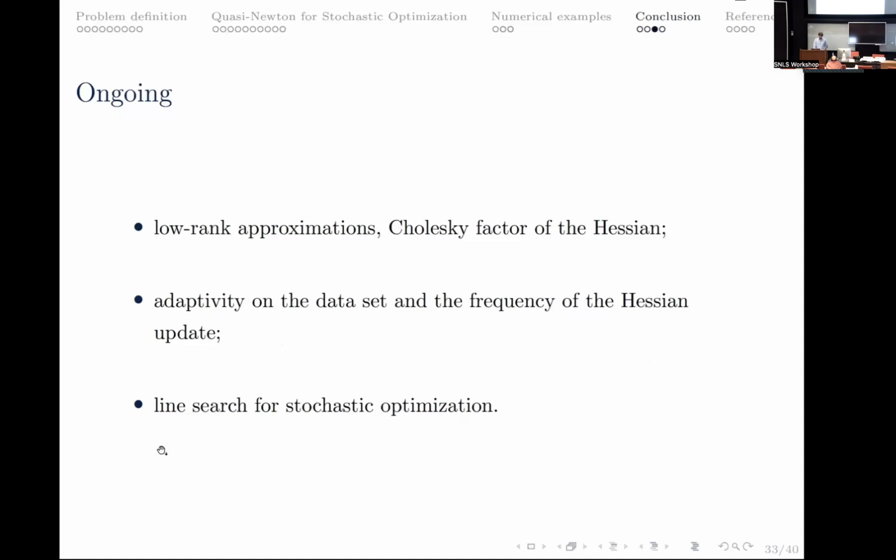And finally, we are also already working on developing line search methods for stochastic optimization. There are some works published already on this, but it's still kind of an open problem. There's still a lot to be done. And a line search would, I believe, assist fast convergence and even give guarantees of convergence even in non-convex situations.